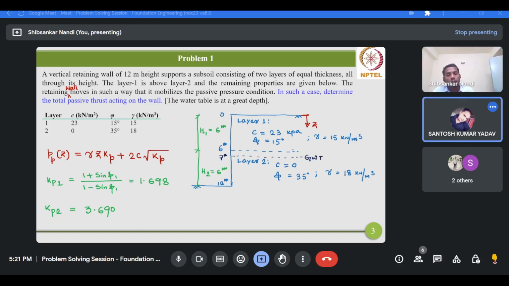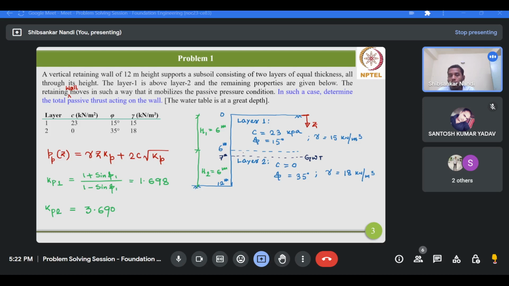Okay, so now please see from this picture. Is H1 6 meters or 7 meters? No, this H1 and H2 we have introduced only for the sake of calculation. So there is nothing to do with this H1 and H2. Suppose you have the interface at a depth of 6 meters and the water table location at a depth of 7 meters.